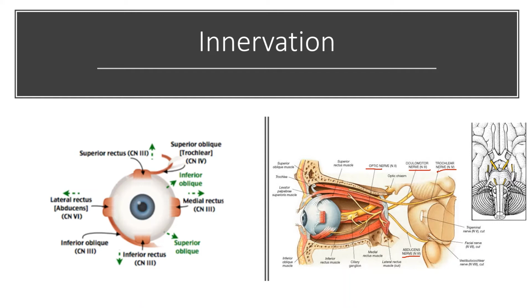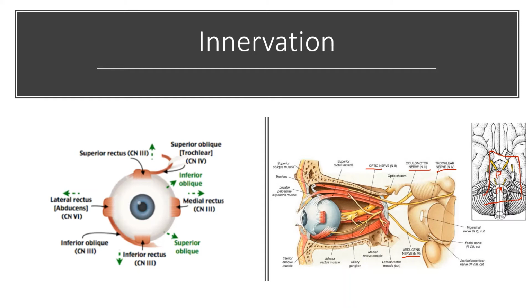If you notice, this is all coming off of our brain stem. You see this area here. Remember we have our pons here and our medulla oblongata here. So we can see where the nervous tissue comes in.